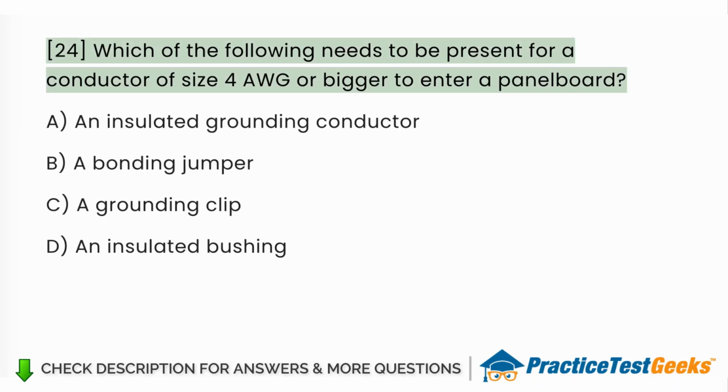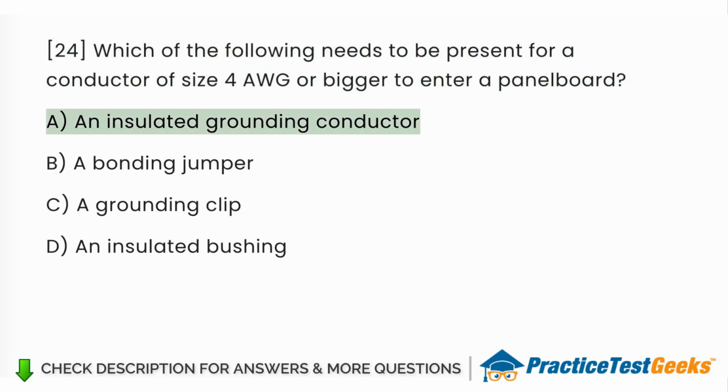Which of the following needs to be present for a conductor of size AWG or bigger to enter a panel board? A. An insulated grounding conductor. B. A bonding jumper. C. A grounding clip. D. An insulated bushing.